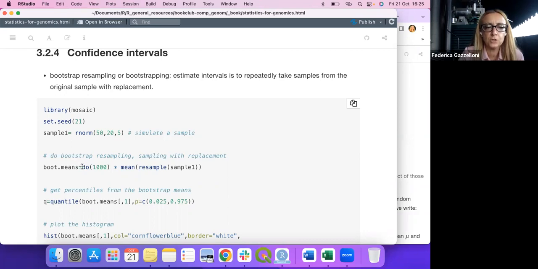And so what you do is, for example, you have this random normal with mean 20 and standard deviation 5, and you have 50 values, okay? And then you want to do bootstrapping with the resampling. In order to do that, you would do 1,000 times replication with resampling of your data, and you multiply this by the mean, which is a mosaic mean. It's not just dplyr with the do function, but there is the intervention of the mosaic package. So you do the mean of the resample of your sample.